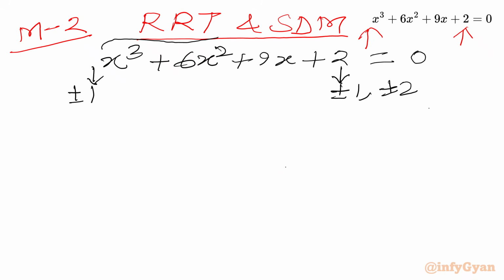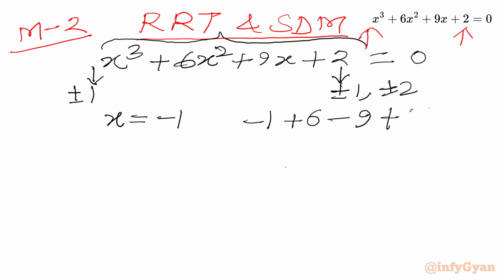Since all the coefficients of the cubic equation are positive, we will pick x negative only. So x equal to minus 1. Let's check whether it will satisfy our equation or not. Minus 1 cube, minus 1, plus 6 times minus 1 square, plus 6, plus 9 times minus 1, minus 9, plus 2. So we are going to get 8 minus 10. So it is not equal to 0.